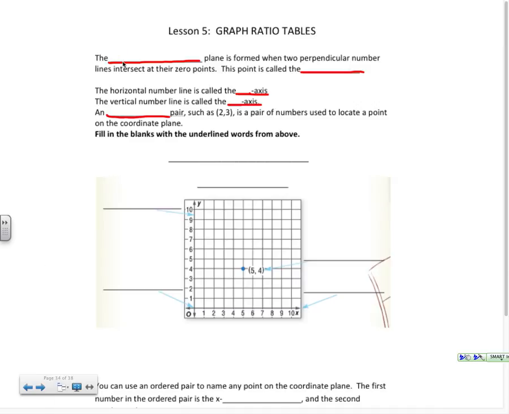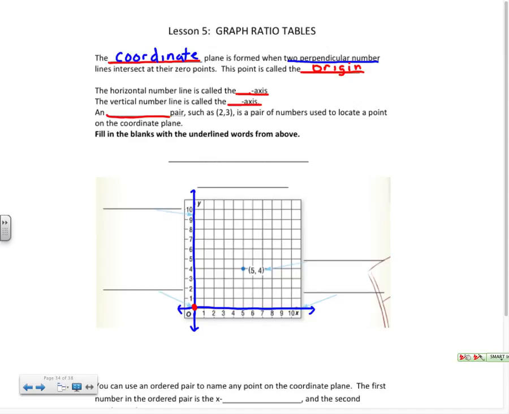So the coordinate plane, go ahead and fill in the blank, is formed when two perpendicular number lines intersect at their 0 points. So I'm going to show you what those number lines look like. Here's a number line here going up and down, and that's called vertical. And then there's a number line going across, that's called horizontal. So where they intersect right at this point right here, that's actually called the origin.